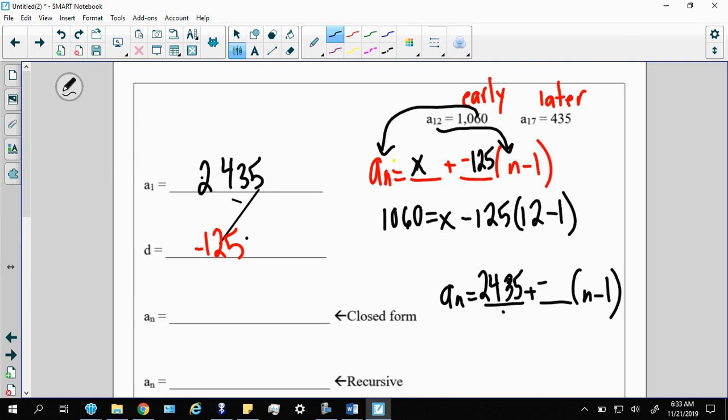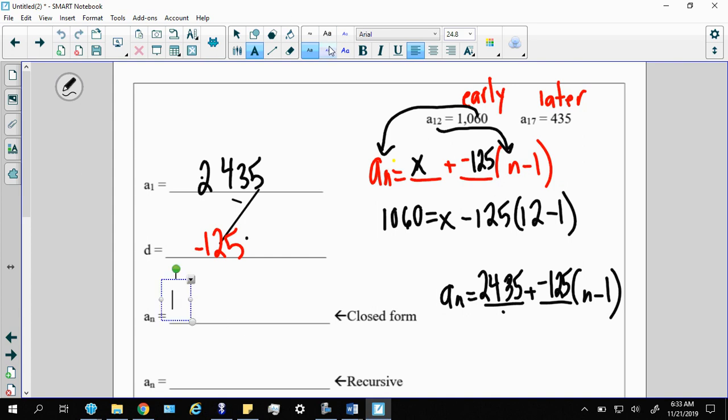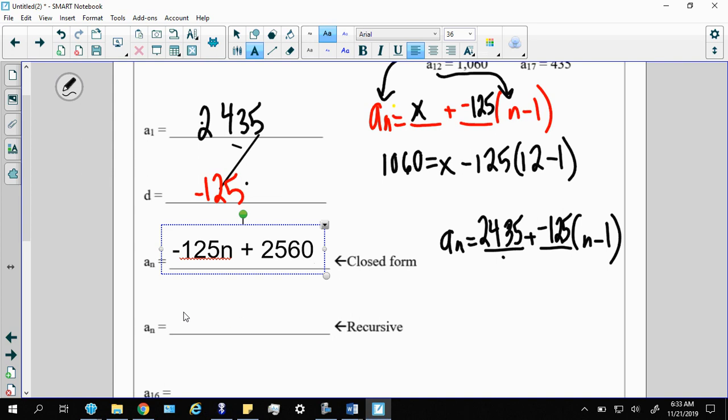The next something is going to be negative 125. You solve for that on your own. Okay? And so this is going to be, let's see if I can type a little bit, because obviously some things start screwing up on me here. So the formula ends up being negative 125n plus 2,560. Okay?